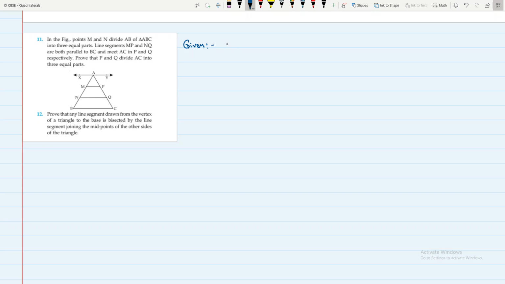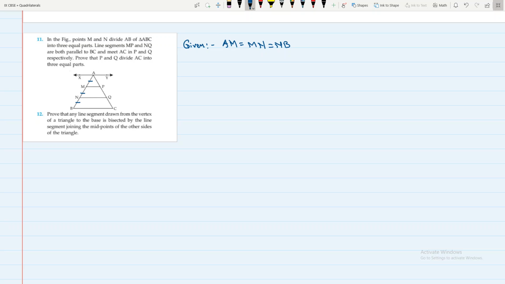M and N divide AB of triangle ABC into 3 equal parts. So can I write some straightforward given information based on this? Sir, ABC is a triangle in which M and N divide AB into 3 equal parts. Yeah, so straight away, therefore, what can I say? Sir, AM is equal to MN is equal to NB. Very good. AM is equal to MN is equal to NB. अच्छा, यहाँ पे मैं दिखा देता हूँ, एक मिनट. ठीक है, ये हो गया.